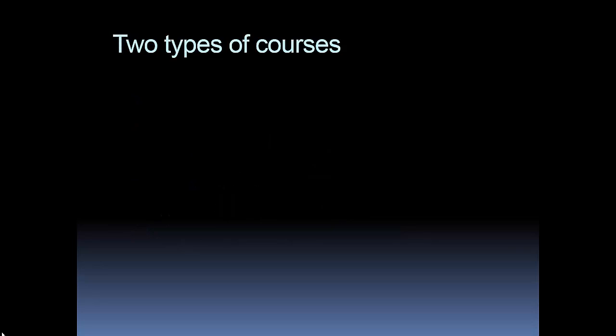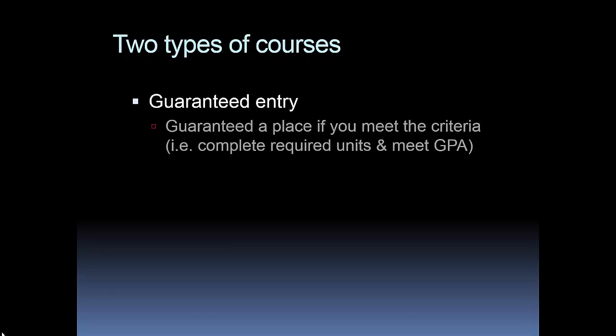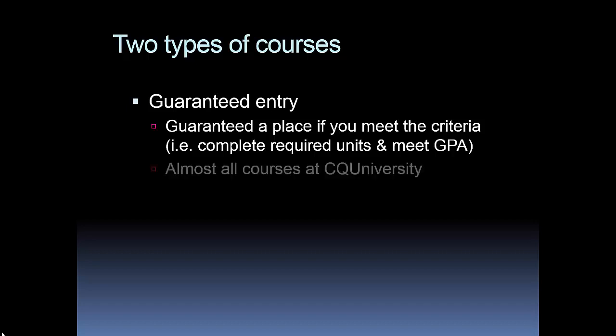Okay, so two different types of courses at CQUniversity. The first is guaranteed entry. And guaranteed entry means that you're guaranteed a place in an undergraduate course if you meet the criteria. So that means that you have to complete the required STEPS units and meet the minimum GPA requirements. Now, almost all courses at CQUniversity guarantee STEPS students a place in those courses if they meet the requirements.